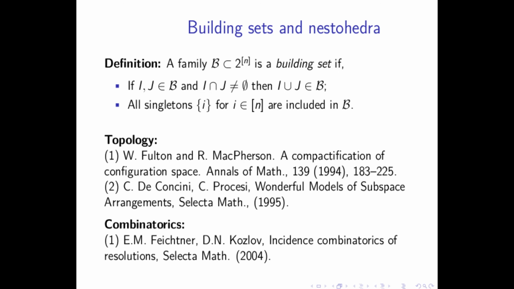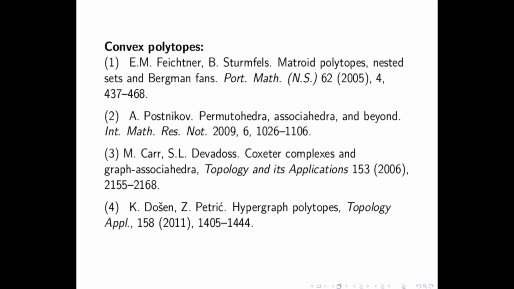Eva Feichtner and Dmitry Kozlov noticed and codified the combinatorial structure at the root of this construction. They call it incidence combinatorics of resolutions, and of course use the language of building sets and nested sets and so on. And then, of course, in convex polytope theory, there are several contributions: Feichtner, Sturmfels, Alexander Postnikov, Devadoss. But I would also like to mention two logicians from Belgrade, Došen and Petrić, who are actually specialists in category theory and developed a parallel theory, which turned out to be equivalent.